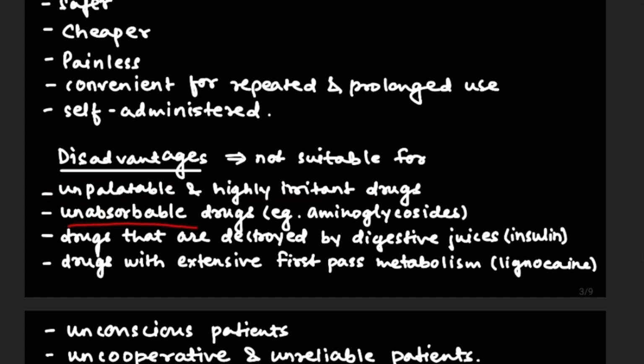Then there is also the unabsorbable drug, for example, aminoglycosides. This is an unabsorbable drug which cannot be taken through the oral drug route. Drugs that are destroyed by the digestive juices, for example insulin. Drugs with extensive first-pass metabolism, an example is lignocaine.